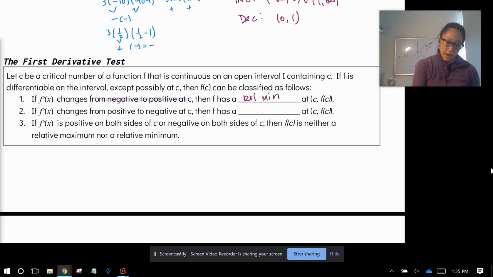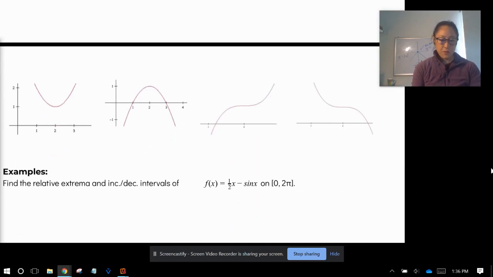So if f of x changes from positive to negative, we have a relative max. And if f prime of x is positive on both sides of C or negative on both sides of C, then we don't have a min or a max at our critical number. Okay, so I have a little picture for you of what that's going to look like.